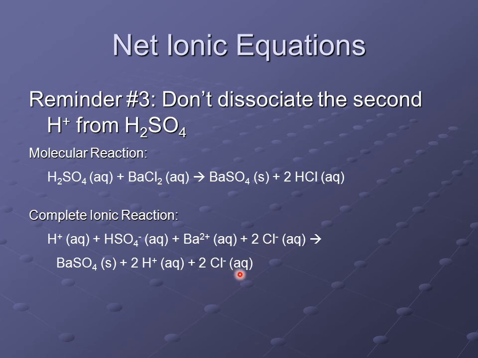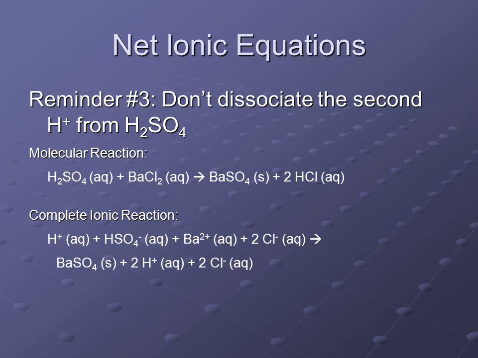Okay. This slide also shows the effects of subscripts and coefficients that are not 1. Basically, when you go from the molecular reaction to the complete ionic reaction, you have to ask yourself, how many ions do I have? For every 1 barium chloride, we end up with 1 barium and 2 chlorides. For every 1 hydrochloric acid, we end up with 1 hydrogen ion and 1 chloride ion. But since we have 2 hydrochloric acids, we end up with 2 hydrogen ions and 2 chloride ions.